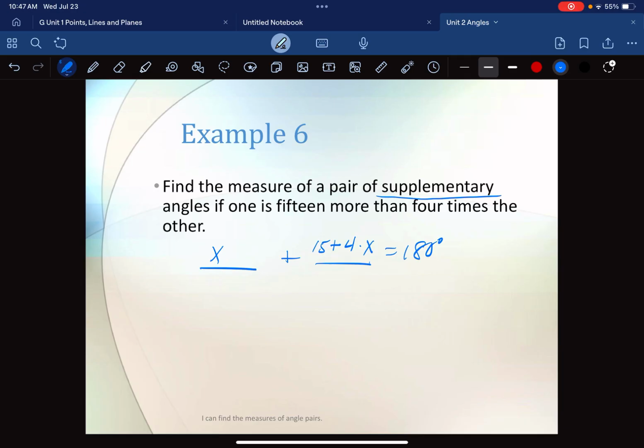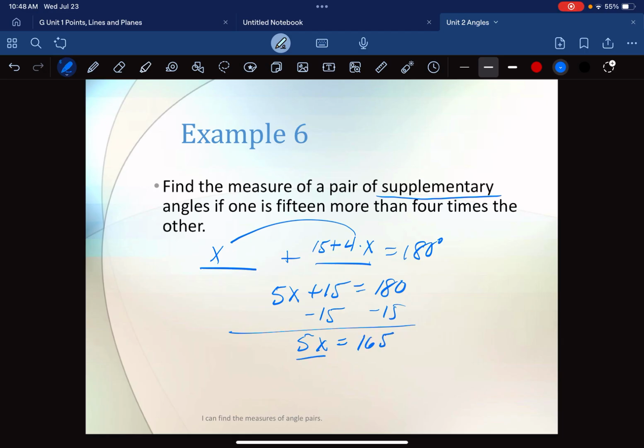And so I've got 4x and x make 5x plus 15 equals 180. That's adding the 4x and the x together, giving me 5x. Subtract 15. So 5x equals 165. I'm going to divide by 5 there, and that's 33. Is that what they wanted, 33? Well, it says find the measure of a pair. That means one of them is 33, and the other one, how about 180 minus 33, since they're supplementary, or 147. There's my pair.